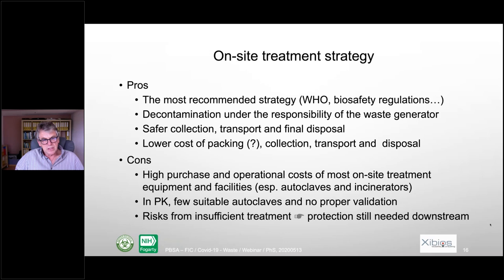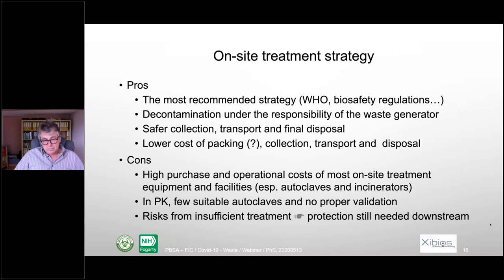The drawbacks of this approach are that the equipment needed to treat waste, like autoclaves, microwave shredders, incinerators, and so on, is quite expensive to purchase, but also quite expensive to operate. Microwave treatment is less expensive to use. In Pakistan, also, there are few suitable autoclaves. Many autoclaves are too basic and not fully equipped to really treat waste. I will give some more explanation about that later. And also, and that's quite general, there is no proper validation of the inactivation, of the killing process, I would say.